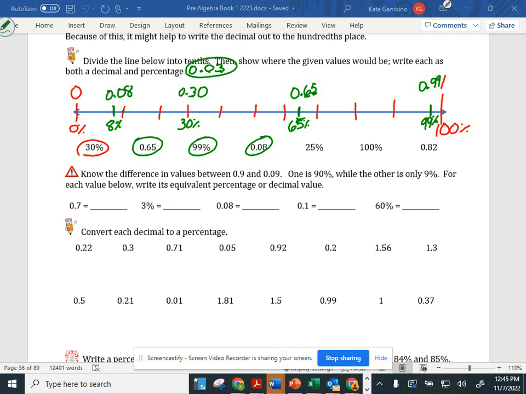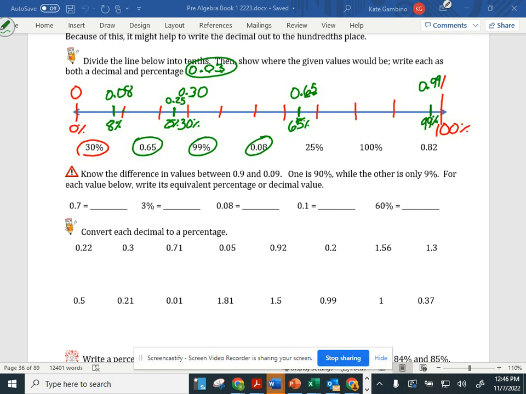Our next one is 25%. Where would 25% fall, Evelyn? Halfway between the 20 and the 30. Yep. So 25%. What would my decimal be? Maria? 0.25. Yep. 0.25.